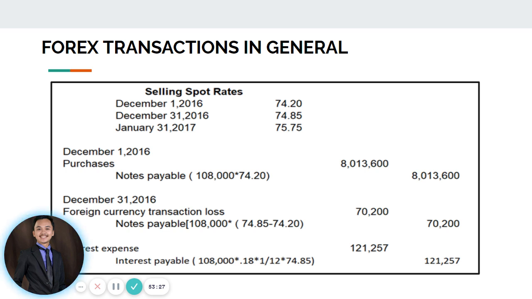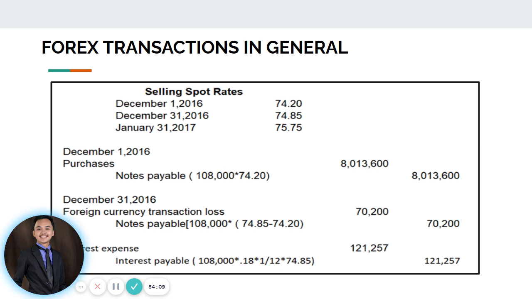Okay? And all right, on December 31, 2016, on the balance sheet date, what happened? Okay, there is an increase in spot rate. An increase since we recognize liability, notes payable, so we have incurred loss since nag-increase ang liability natin. Okay? From 74.20 to 74.85. So recognize loss of 70,200 and adjust your notes payable as well. So galing ang 70,200 from 74.85 versus the previous spot rate na 74.20, multiplied by your foreign currency units na 108,000. So, you recognize 70,200.